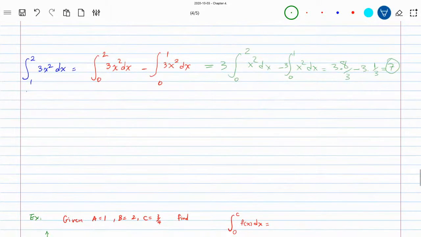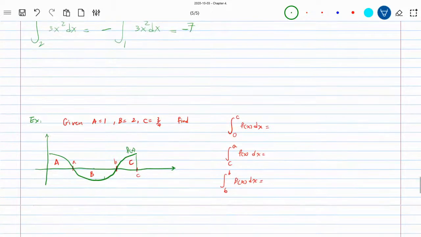Oh, by the way, if they ask you to calculate the integral from 2 to 1 of 3x squared dx, what would be the answer? You find 1 to 2 first. Remember, if you interchange these numbers, the end result is opposite. This would be the same as minus the integral from 1 to 2 of 3x squared dx. We find the 1 to 2 integral, then you multiply by negative, so -7. That's important to note.